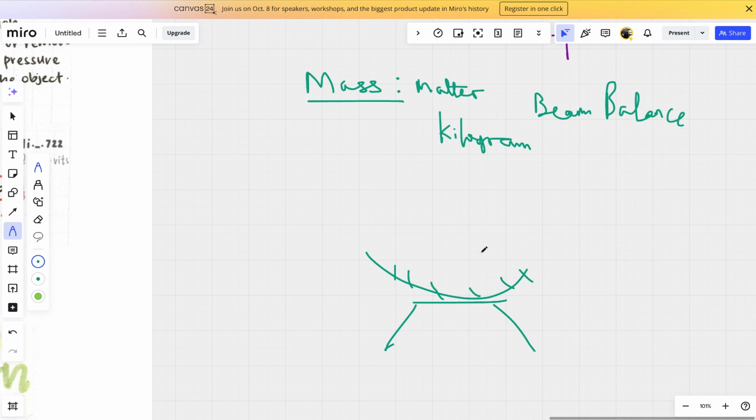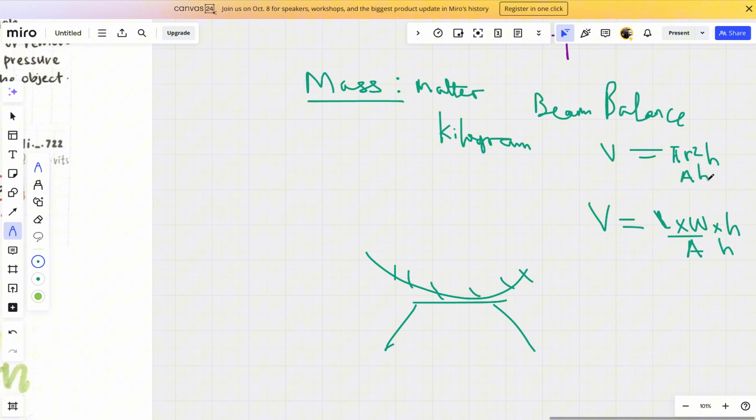Okay, once you know the mass of the object, remember we already studied volume. For a regular shaped object, volume is length times width times height. For a cylinder, volume is pi r square h. Remember, length times width is also area, so volume is the area times height. Here, the volume of a cylinder is also area times height, because pi r square is the area.